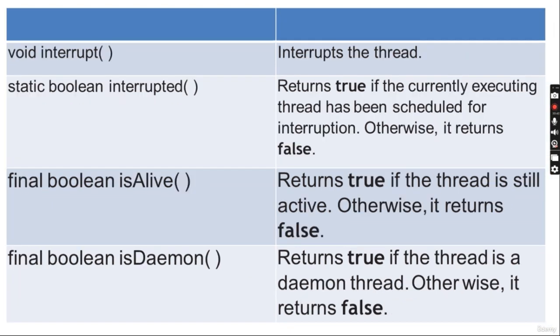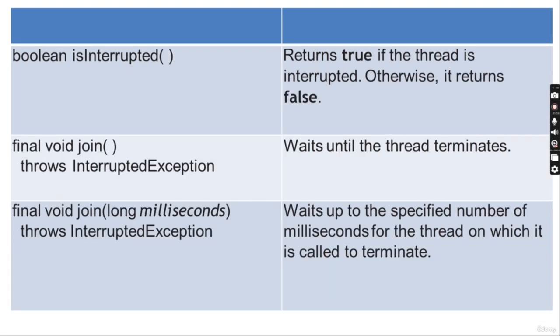void interrupt interrupts the thread. static boolean interrupted returns true if the currently executing thread has been scheduled for interruption, otherwise it returns false. final boolean isAlive returns true if the thread is still active, otherwise it returns false. final boolean isDaemon returns true if the thread is a daemon thread, otherwise it returns false. boolean isInterrupted returns true if the thread is interrupted, otherwise it returns false.